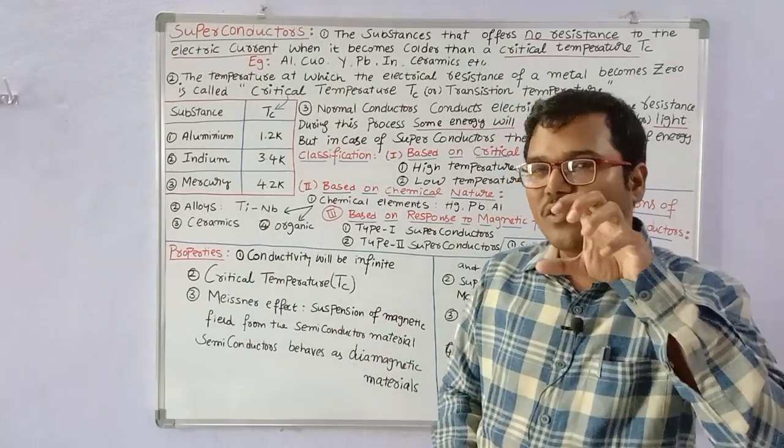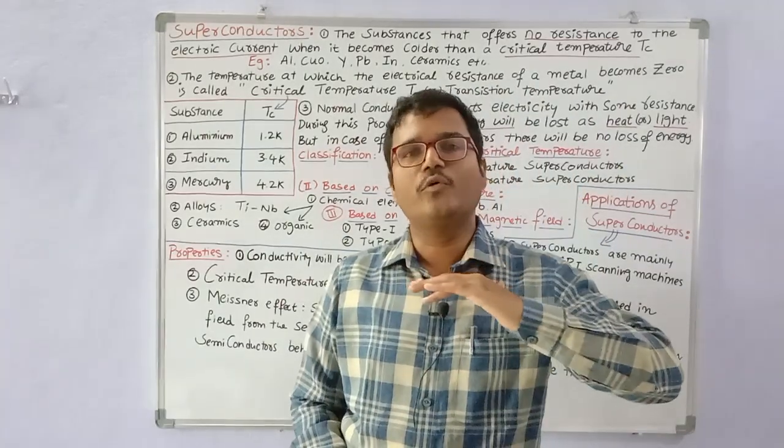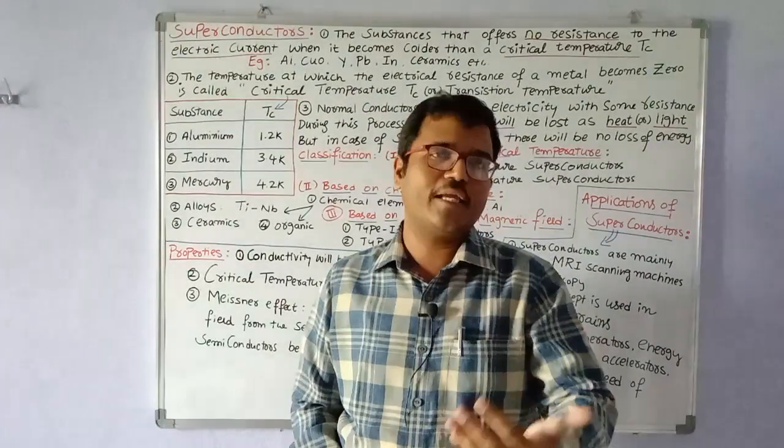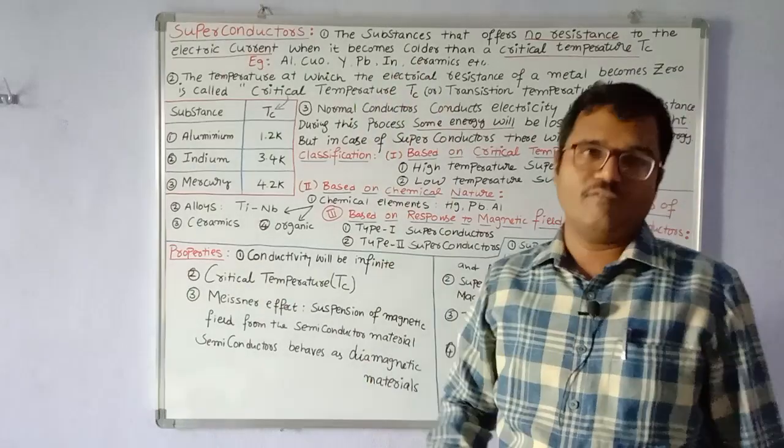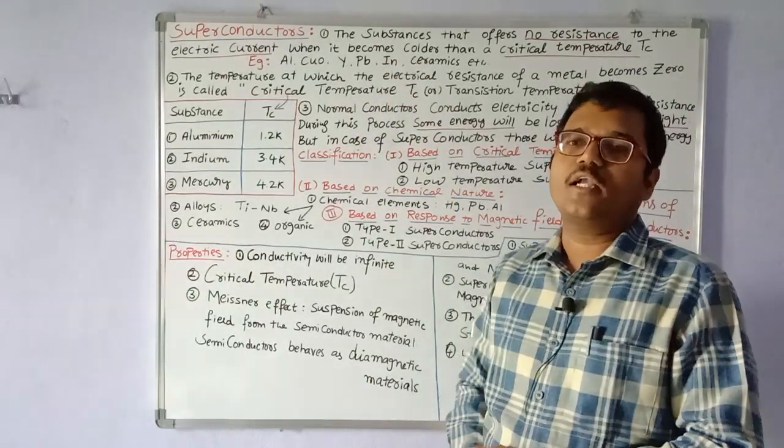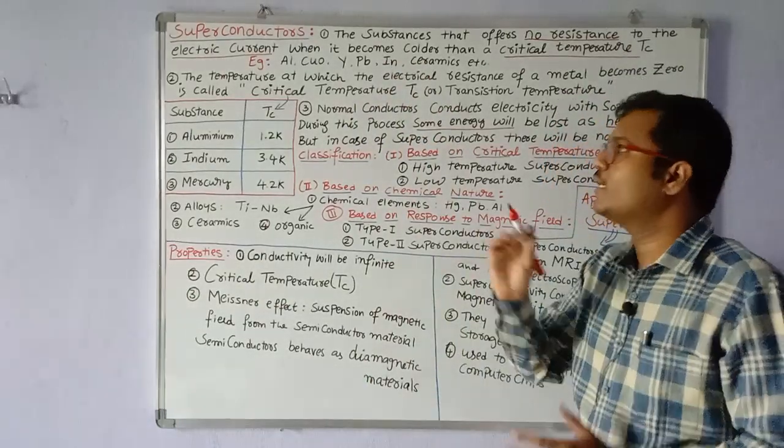So there will be a particular specific temperature. If you make an effort to reach the temperature of that particular critical value, then the normal conductor will behave as a superconductor.